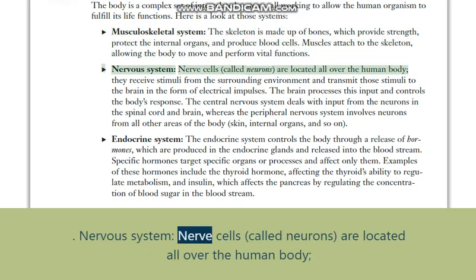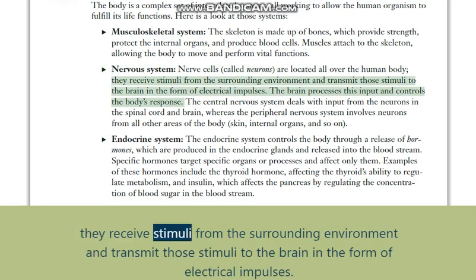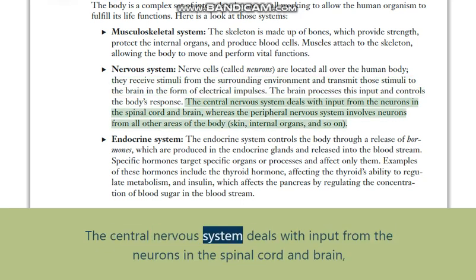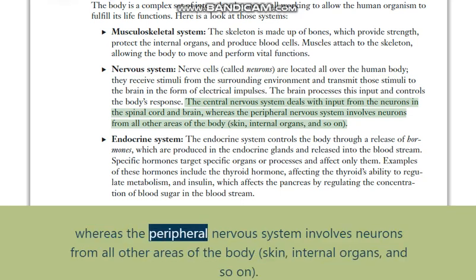Nervous system. Nerve cells, called neurons, are located all over the human body. They receive stimuli from the surrounding environment and transmit those stimuli to the brain in the form of electrical impulses. The brain processes this input and controls the body's response. The central nervous system deals with input from the neurons in the spinal cord and brain, whereas the peripheral nervous system involves neurons from all other areas of the body, skin, internal organs, and so on.